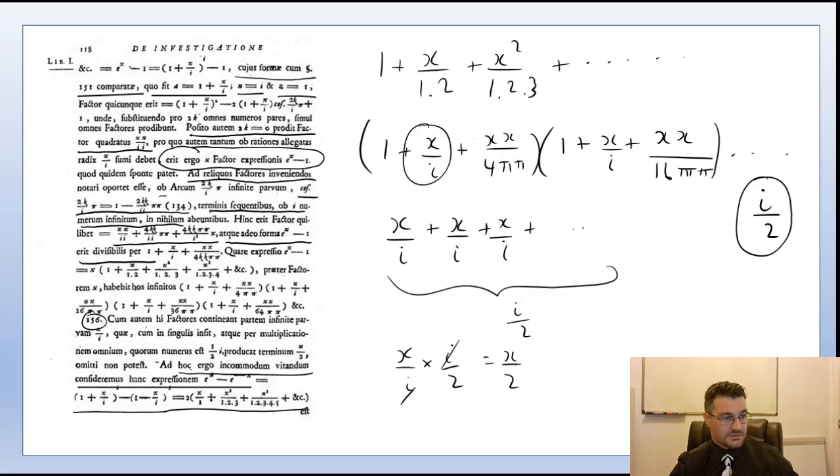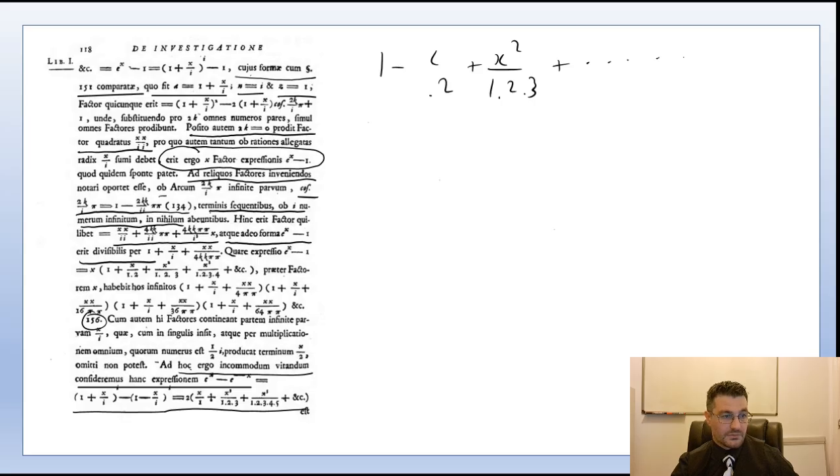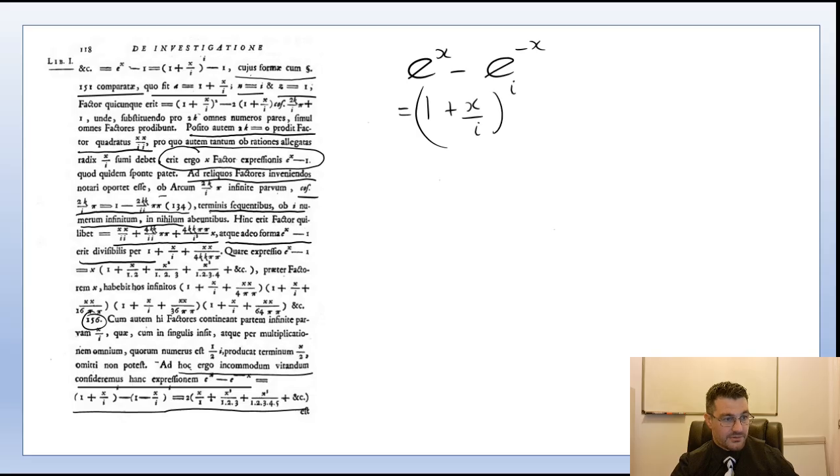Okay, so let me get rid of all of this. So now we consider e to the power of x minus e to the power of minus x, which is equal to, on the one hand, 1 plus x over I to the power of I, again, I is an infinitely large number, minus 1 minus x over I to the power of I, which in turn is equal to twice x over 1 plus x squared over 1 times 2 times 3 plus, and so on.